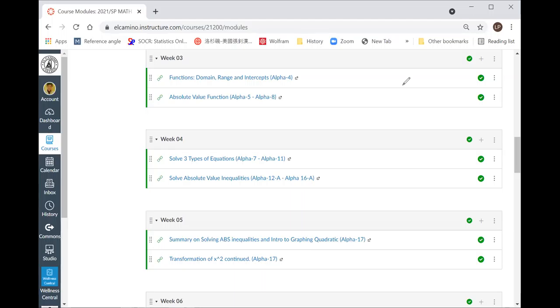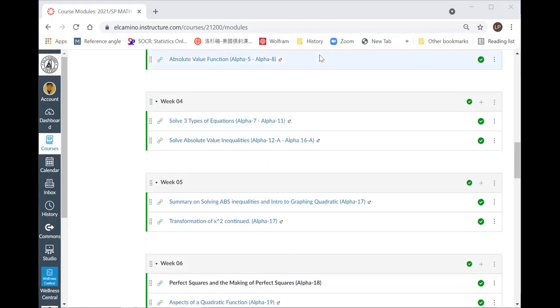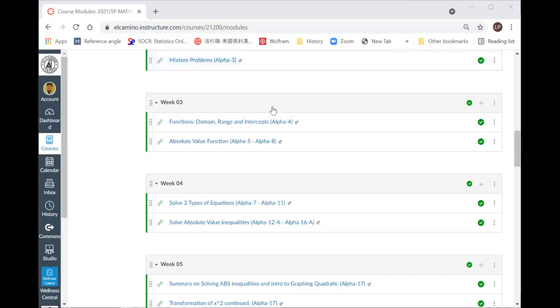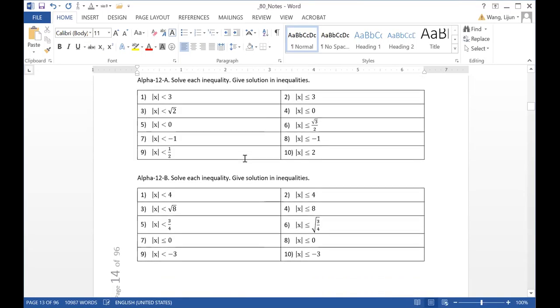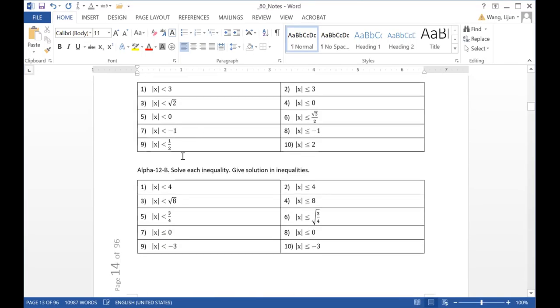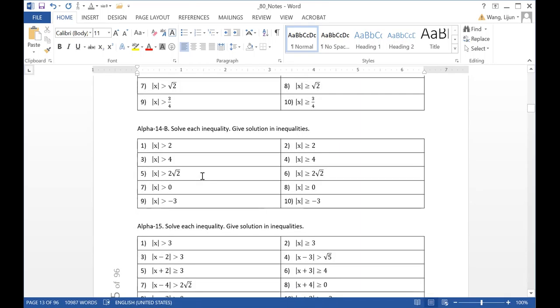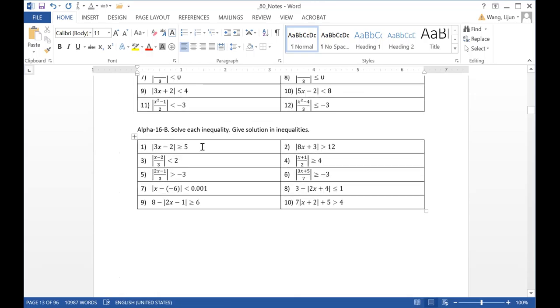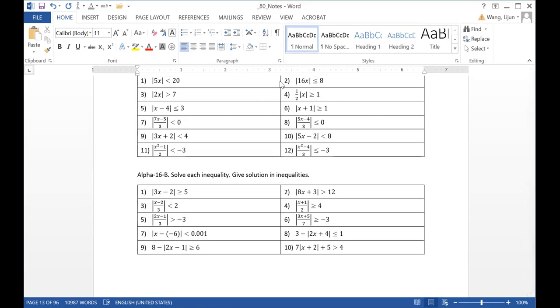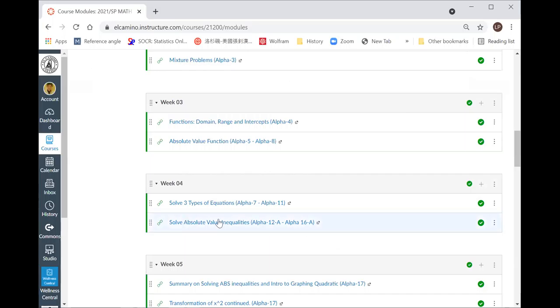Inequalities, so let's look at the inequalities. Where do you find solving inequalities? Go back to the lecture notes, right here from 12A and on, all the way up to 17, I believe. Alpha 16A is about solving absolute value inequalities. You guys see that? This is the lecture related to that piece. We have three basic types and some special cases.